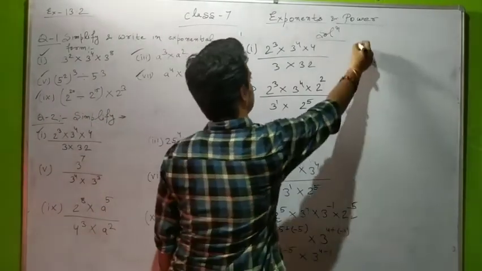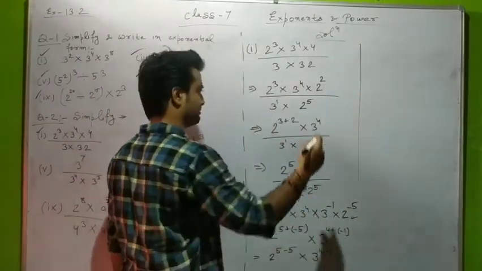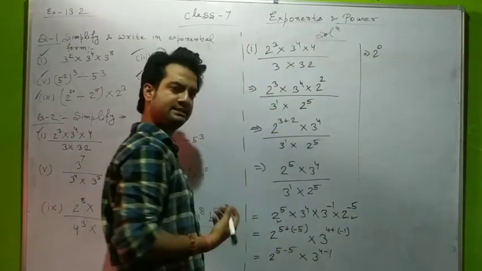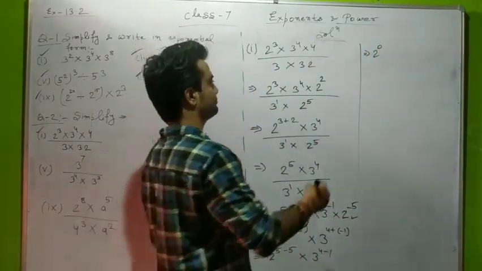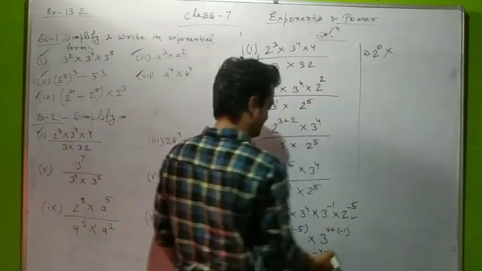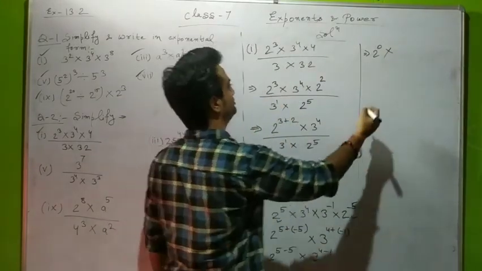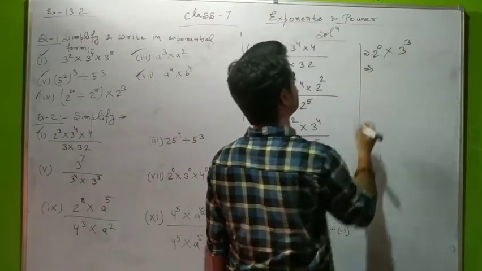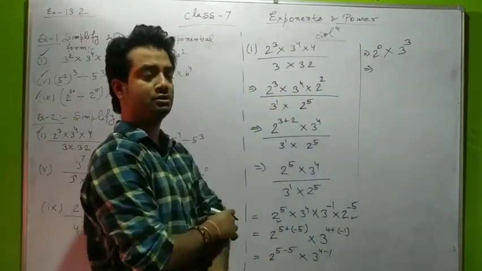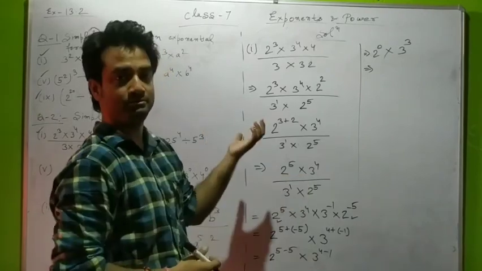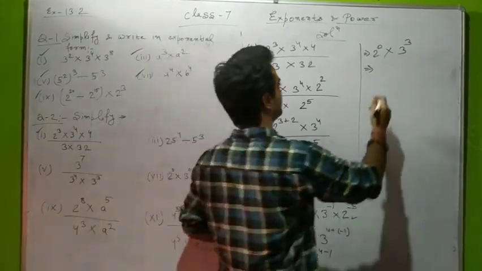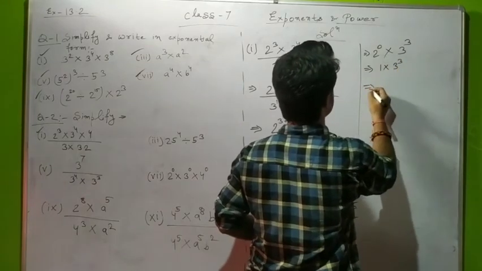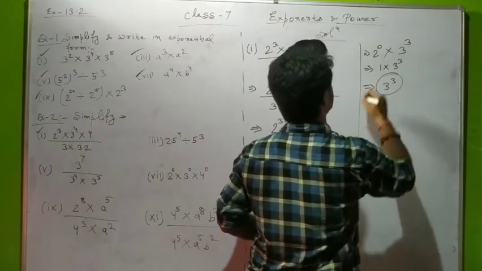Now 2 raised to the power 5 minus 5 means 2 raised to the power 0, into 3 raised to the power 4 minus 1, which becomes 3 raised to the power 3. Now what is the value of 2 raised to the power 0? 1. Okay. 1 into 3 cube. So the answer is 3 cube.